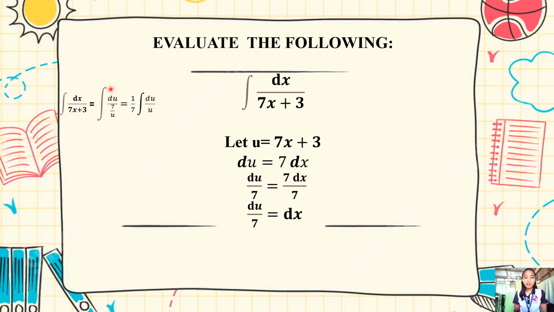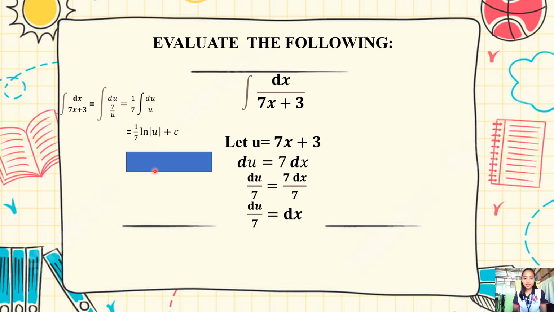If we simplify du over 7, it will become 1 over 7 du. Therefore, we must put out the 1 over 7 here. Then, according to the formula a while ago, we copy this 1 over 7, then add ln of the absolute value of u, plus c.